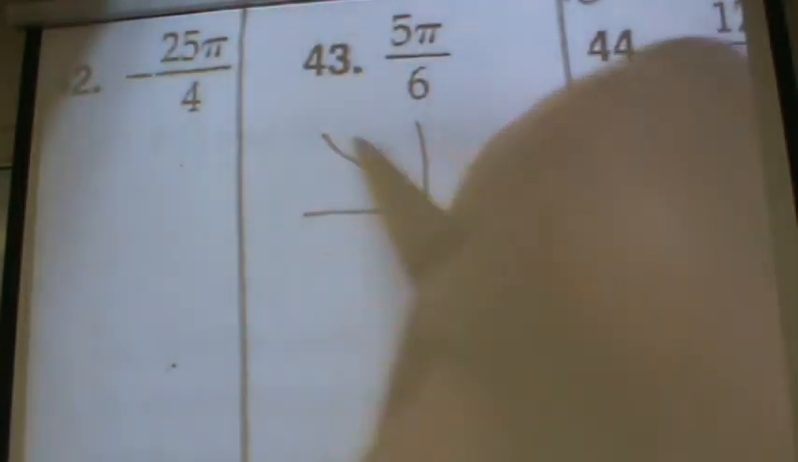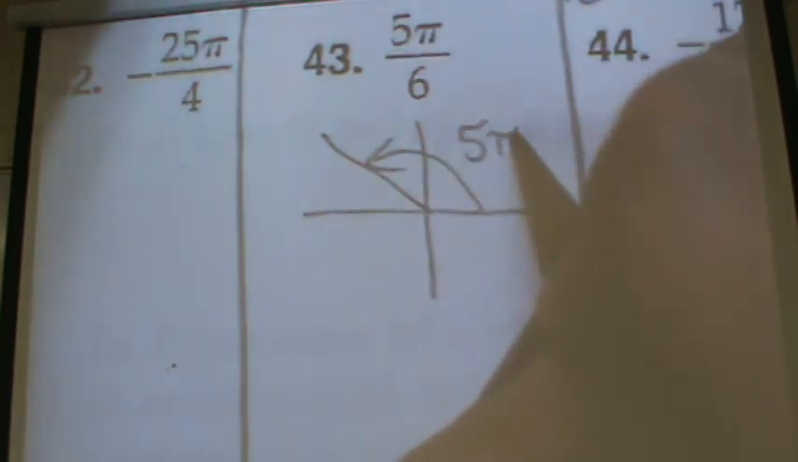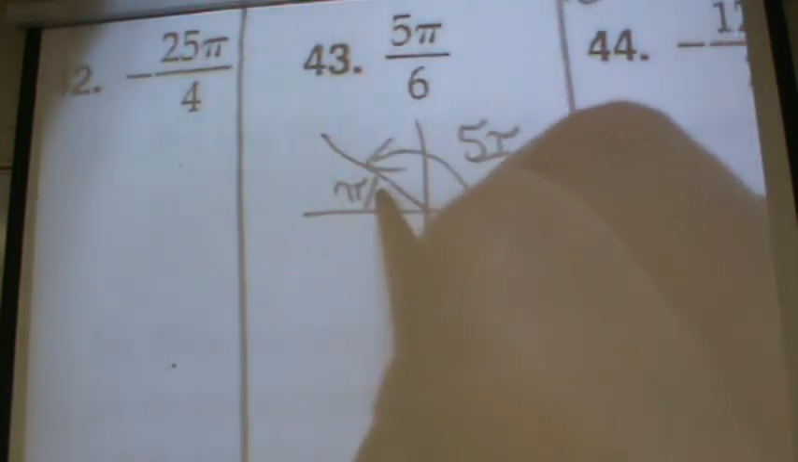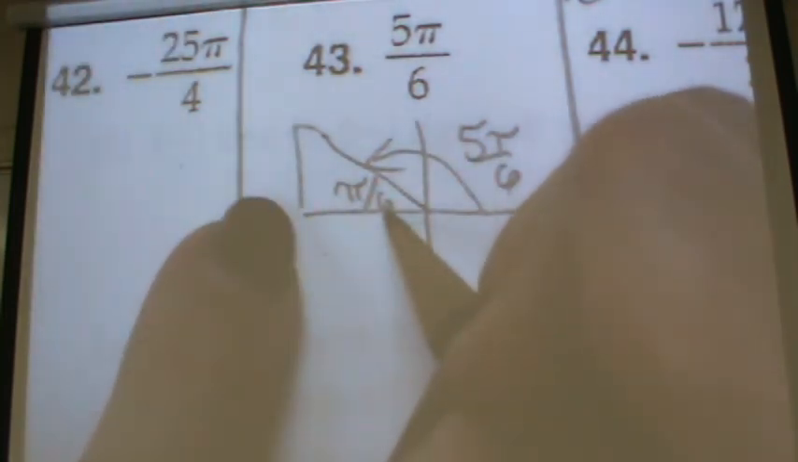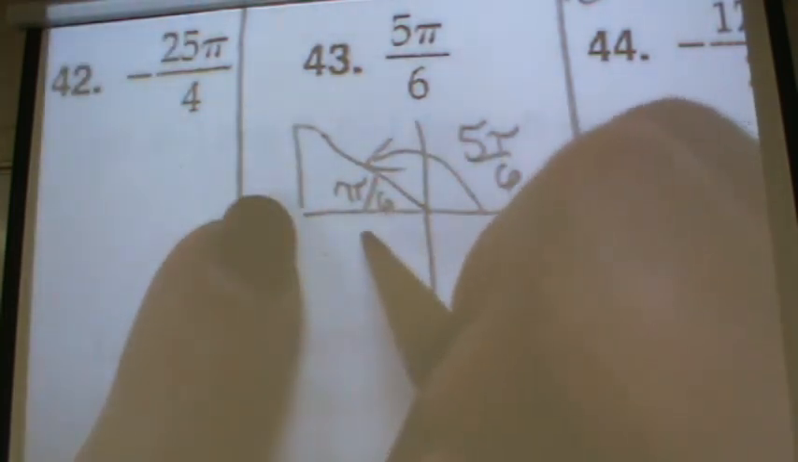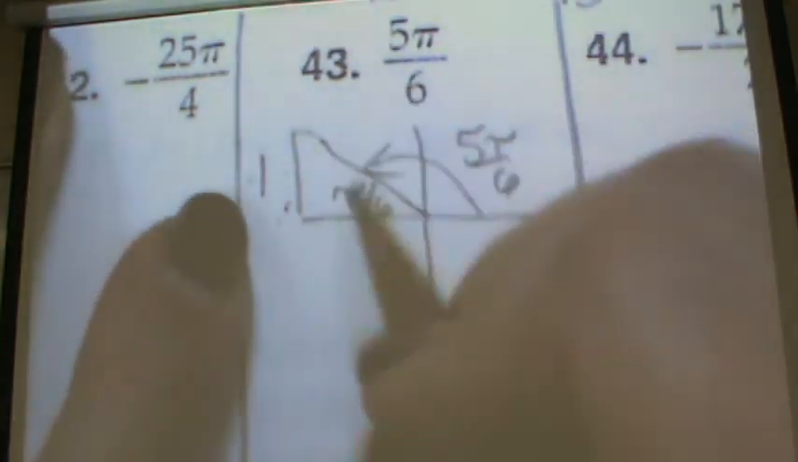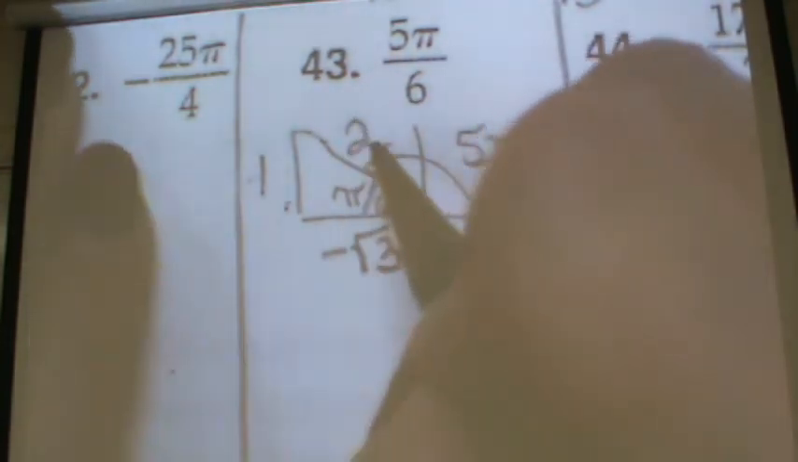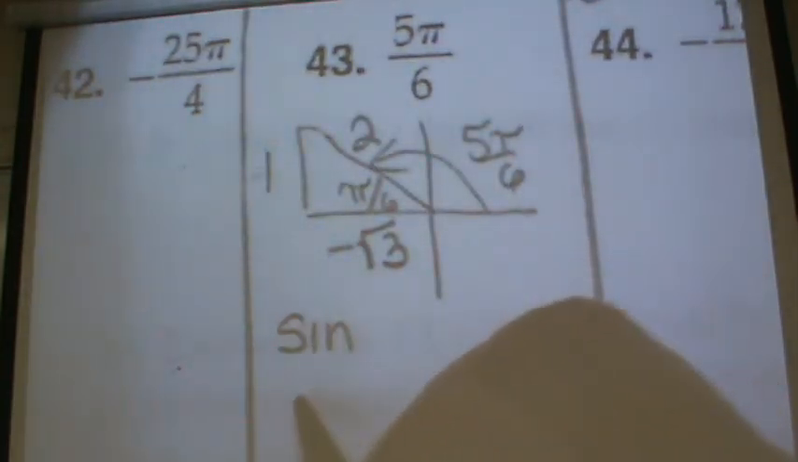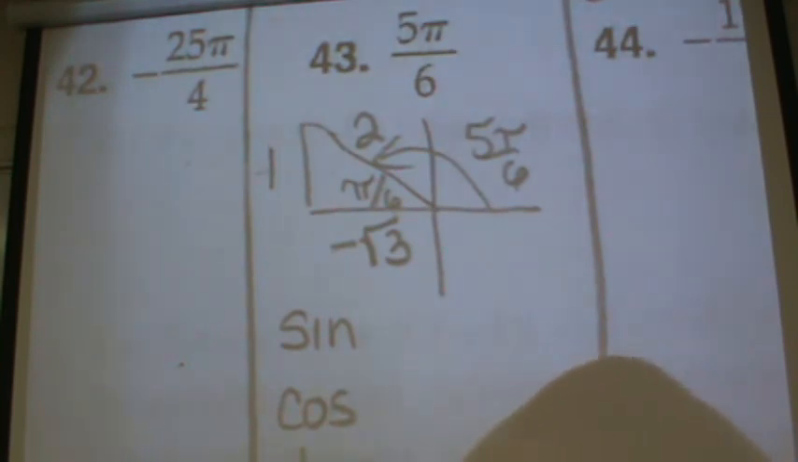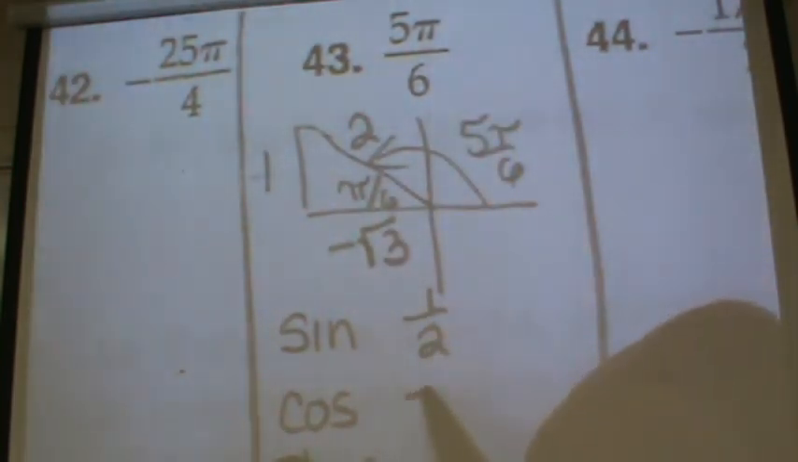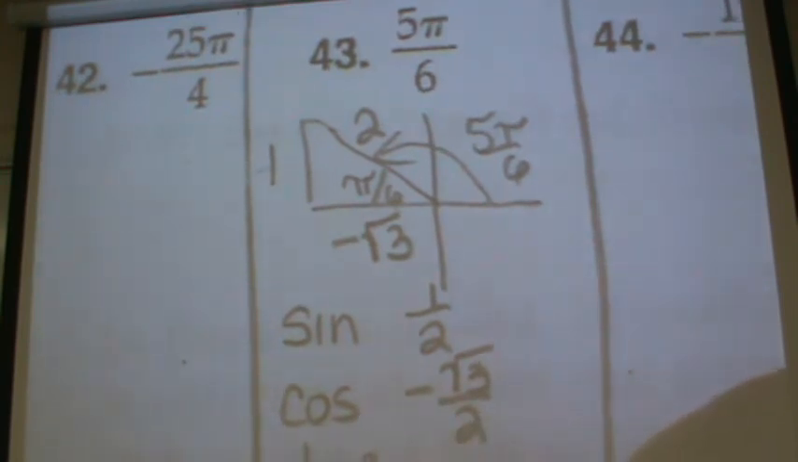43. Quickly, where is 5 pi over 6? Quadrant 2. This is 5/6. What's your reference angle? Pi over 6. That's a 30-degree angle, right? So this is going to be negative, and this is going to be positive 1 here: 1, negative root 3, and 2. So what's the sine, cosine, and tangent? 1/2, negative root 3 over 2, and negative root 3 over 1.